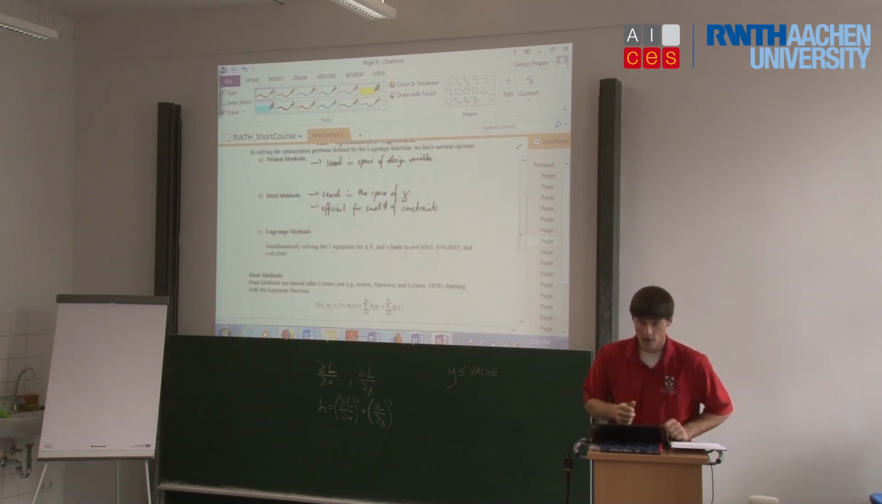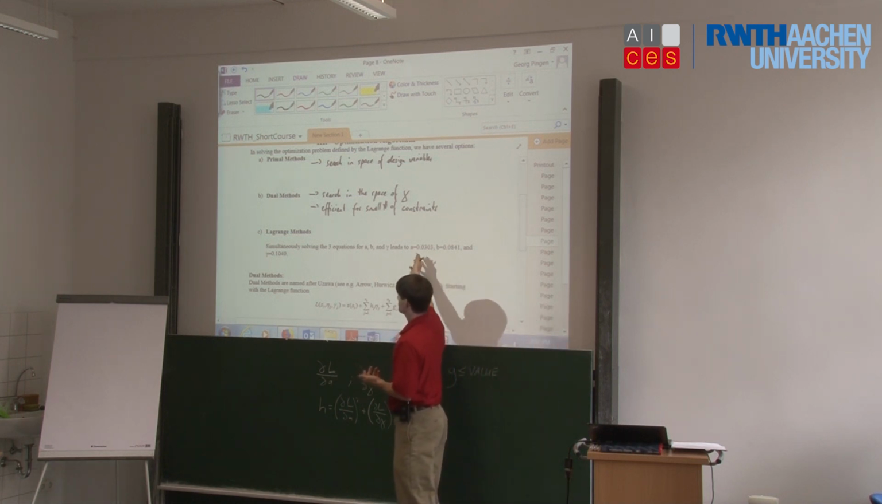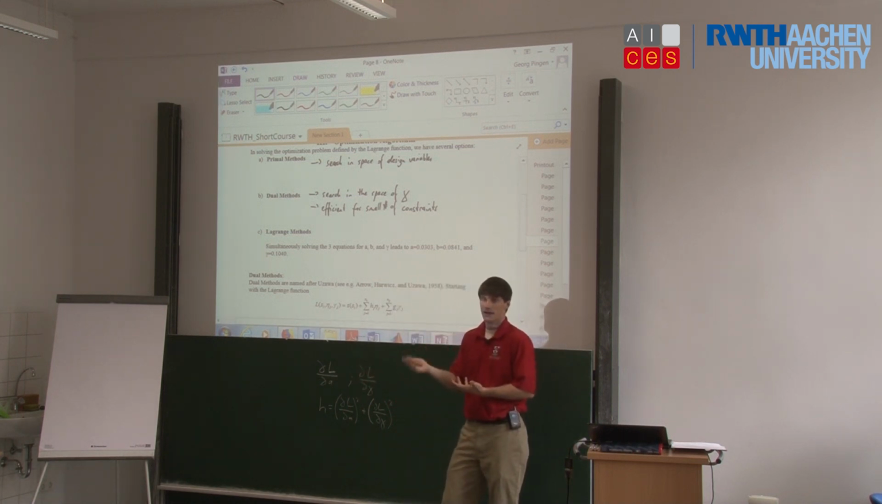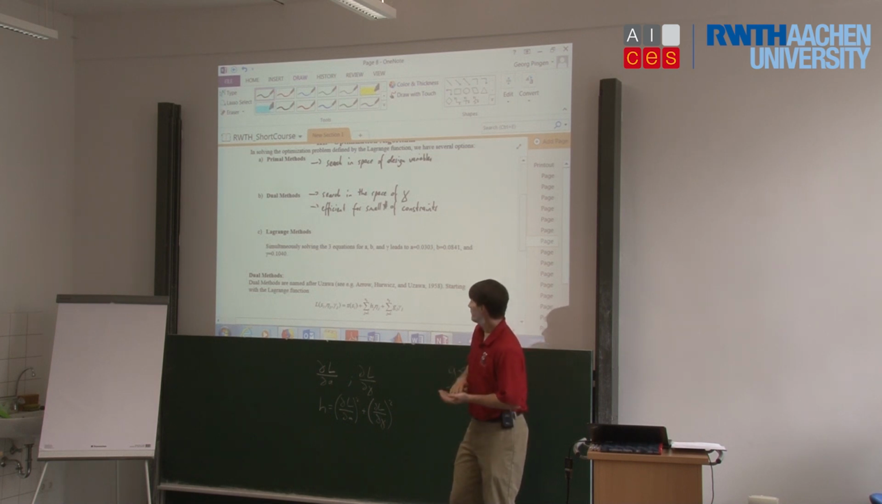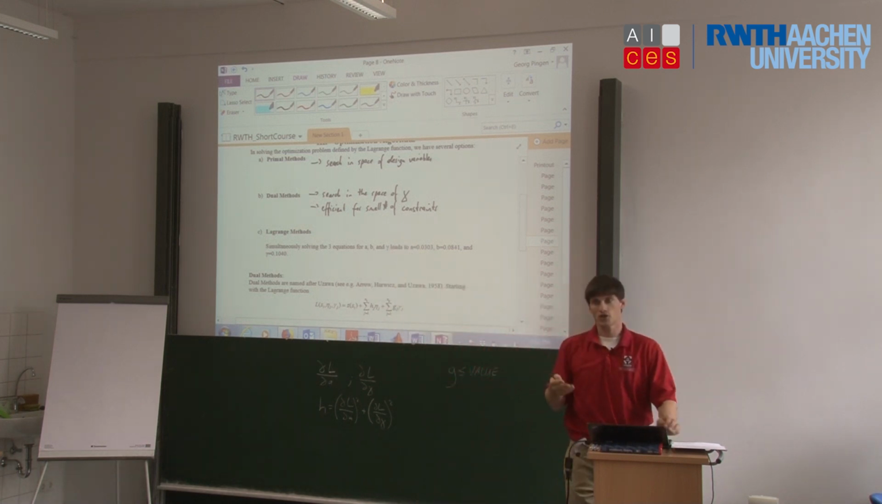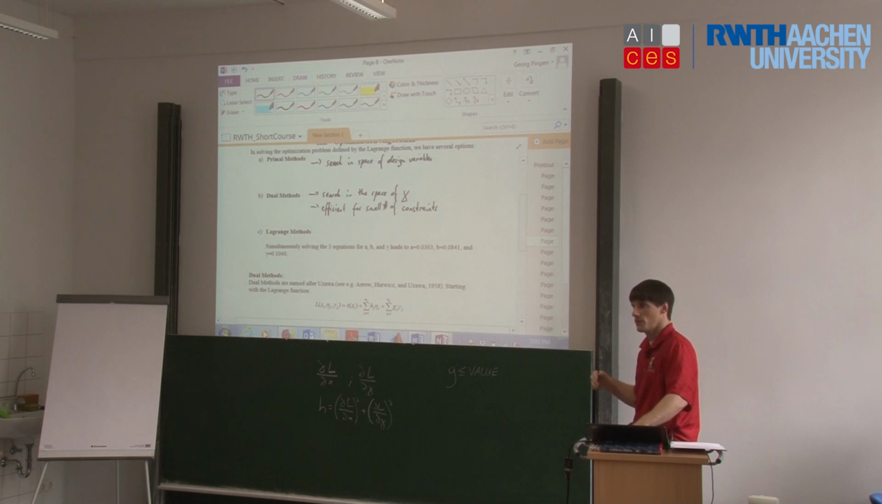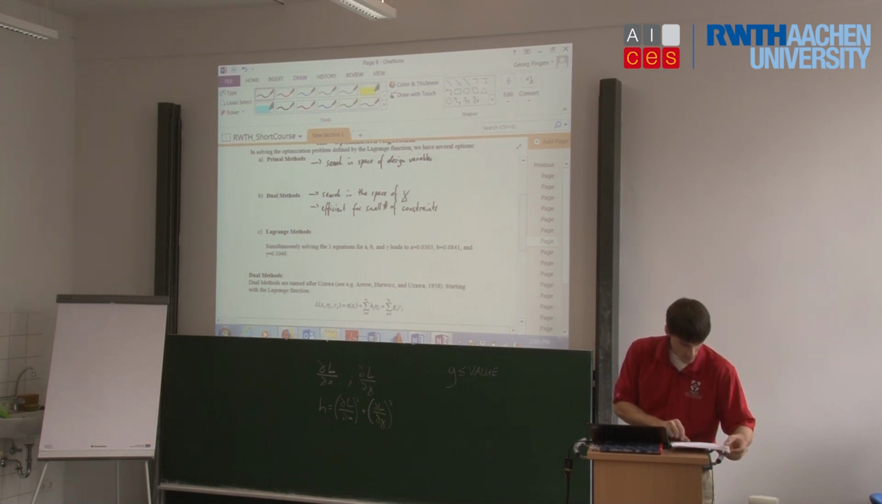The third option is to use Lagrange methods. And Lagrange methods simultaneously solve our problem and the KKT conditions in order to get the result. And so a benefit of the Lagrange method is that for the optimal result, our constraints can actually be violated along the way. There are some benefits to the Lagrange methods. They're the most general ones to some extent, but they're oftentimes also the most costly ones. And so we're going to focus on dual methods.